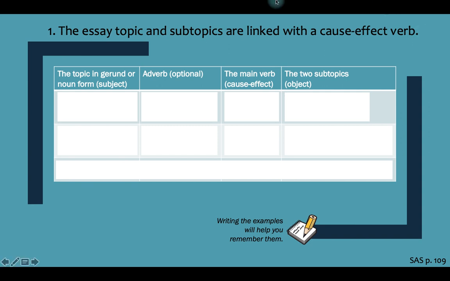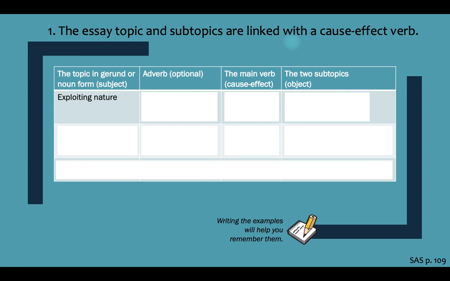So we're going to look at this structure here, which is very similar to what is in your book on page 109, if you want to look there as well. We're going to see the essay topic as the subject. We'll see some optional adverb that relates to the main verb, which is a cause and effect verb. And then the 2 subtopics, which are the object of the sentence. So let's look at one example.